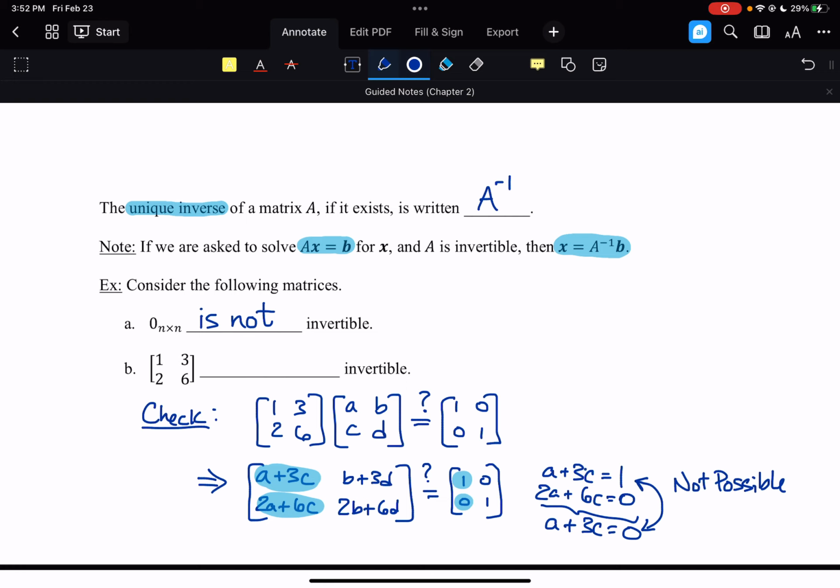You can't have two values added together that give us 1, and the same two values added together also give us 0. So this contradiction tells us that this matrix can never be equal to this one, which means that this relationship cannot happen for this given matrix. Or in other words, this matrix is not invertible also.